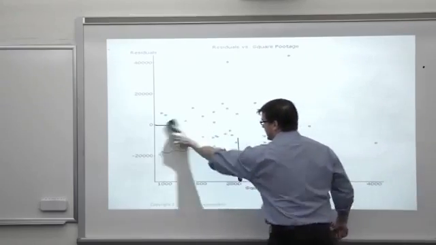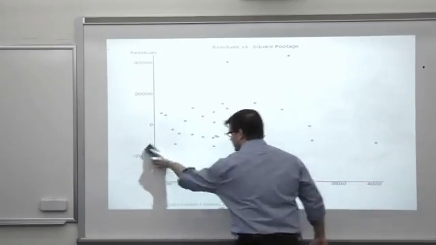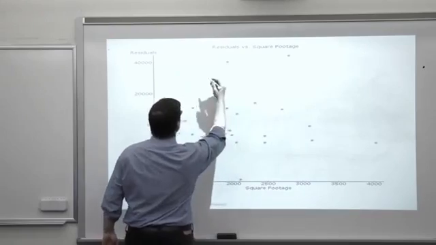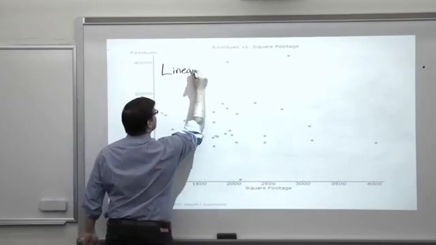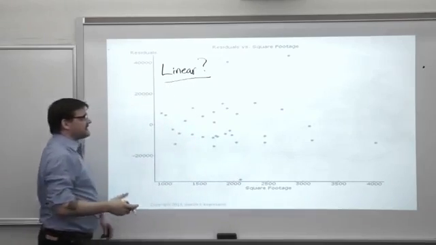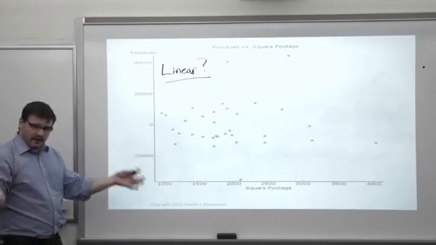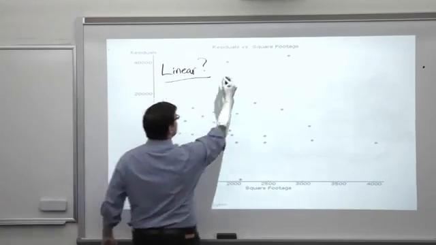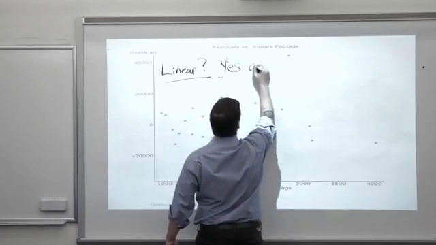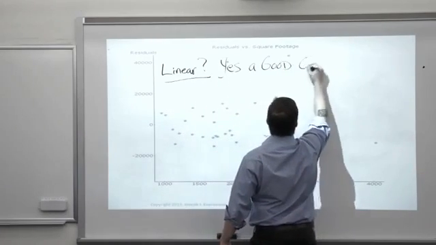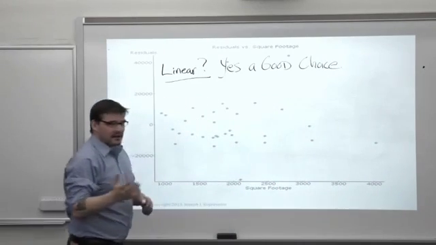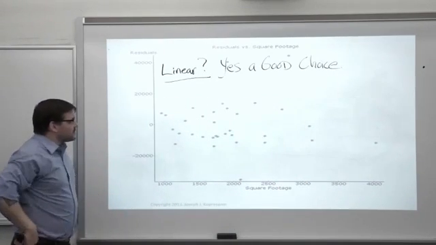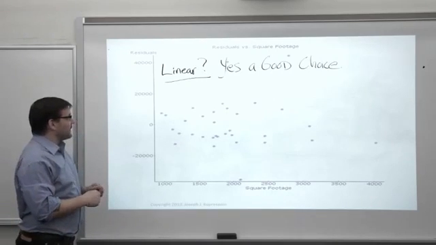Looking for three things, students. Let's write them down. I'm just going to write right over this here. Linear, question mark. Is a linear model a good choice? All the clues are telling us yes. Yes, a good choice. The scatter plot looked linear, no pattern in the residuals, so we're good with linear.